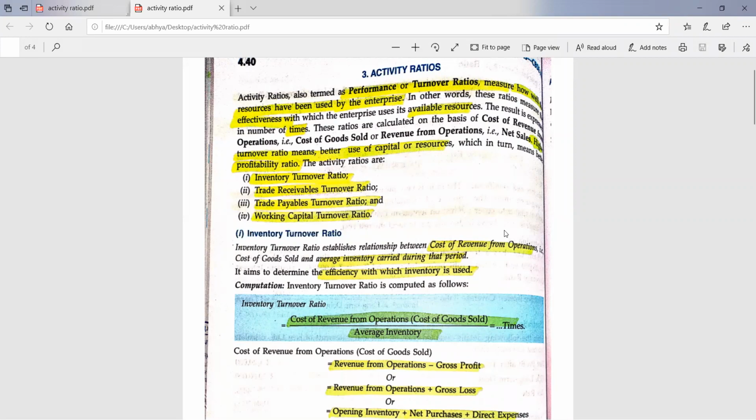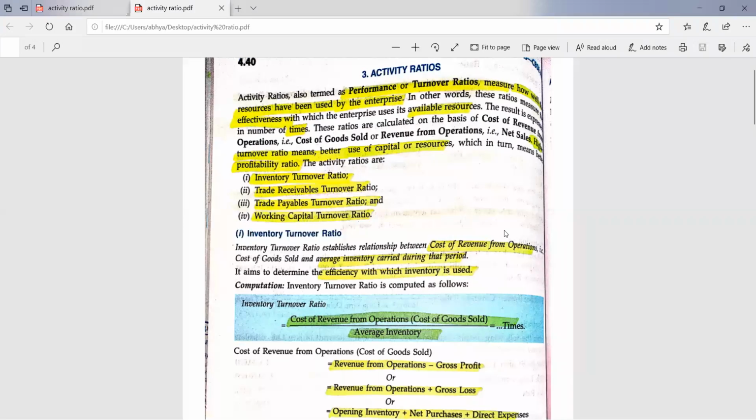So what I told you about activity ratios: activity ratios are ratios which are calculated to know the business performance, how effectively the resources of a business are used. The resources should not be wasted in any manner. So to know whether the resources are effectively used or not, which ratios do we have to calculate? Activity ratios. The alternate name of activity ratio is performance or turnover ratio. Four types of ratios are there. And now I'm going to start today's topic, that is the inventory turnover ratio.